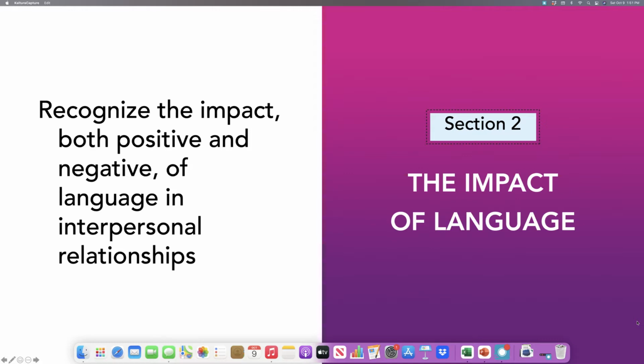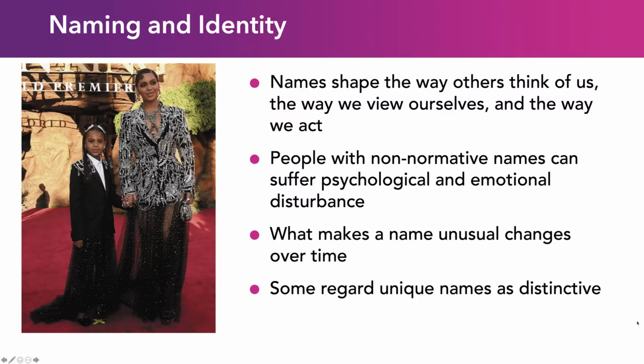Okay, so the first one we want to talk about has to do with naming and identity. There's a picture of Beyonce and Blue Ivy because, as the textbook says, there was a trademark dispute over her name. Think about how this is actually true: names shape the way others think of us, names shape the way we view ourselves, and names shape the way we act.